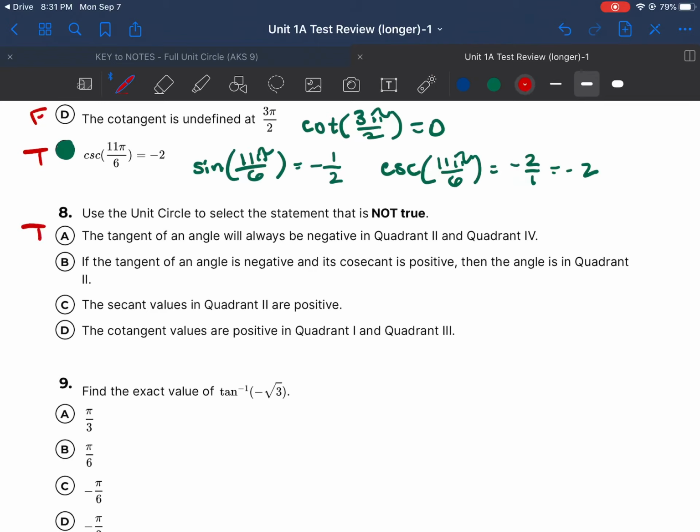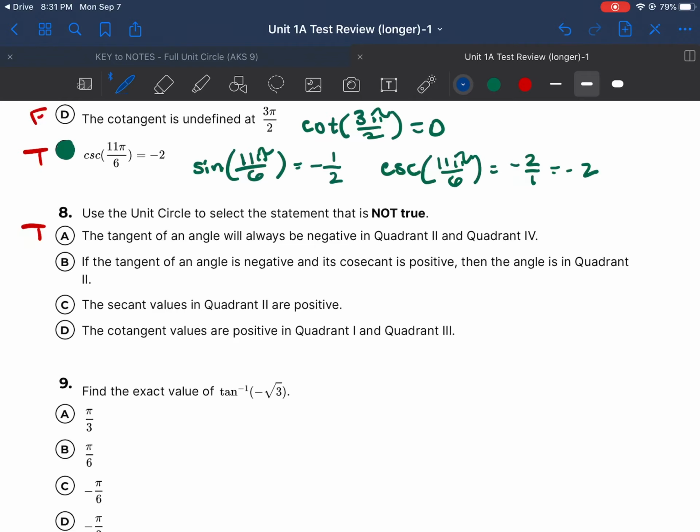Statement B, if the tangent of an angle is negative and its cosecant is positive, then the angle is in quadrant 2. Well, let's think about this here. If the tangent of an angle is negative, well, we just saw that for the tangent to be negative, it either has to be quadrant 2 or quadrant 4. That's coming from the very first statement we just looked at. So we're looking for negative tangents, but we're looking for positive cosecants.